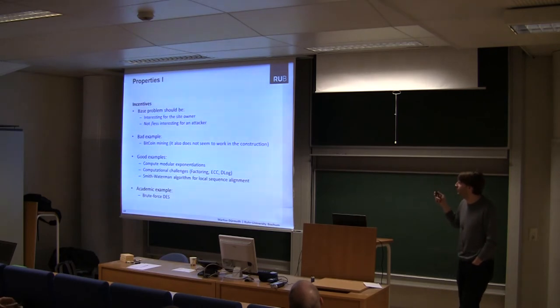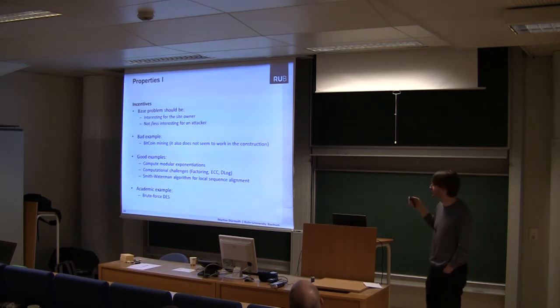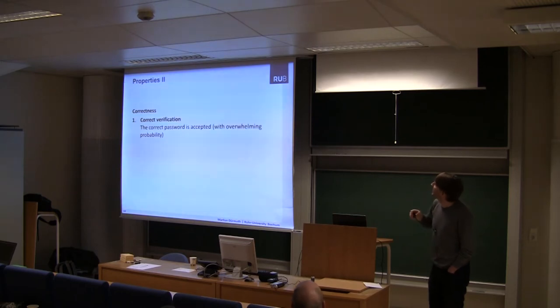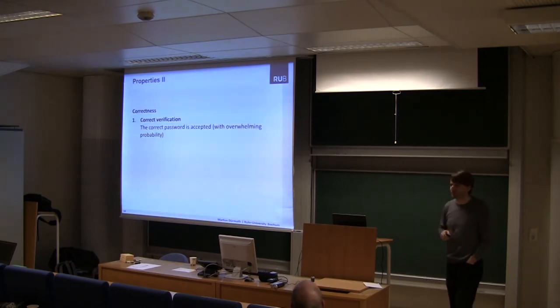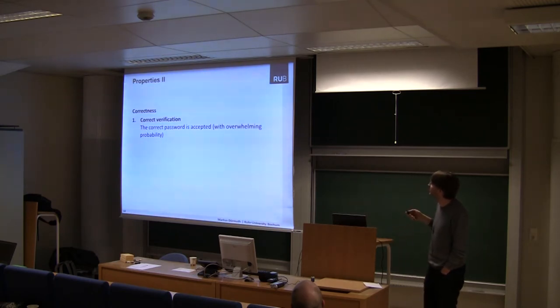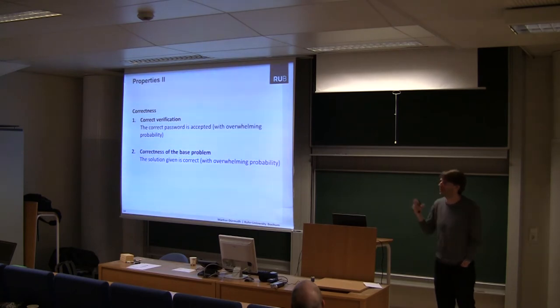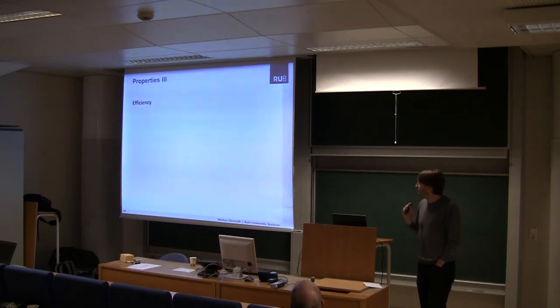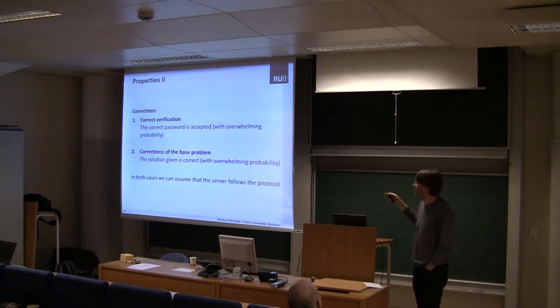And I showed you, and you have to believe me that it works, an example for brute force DES, which is purely academic, of course. Well, mostly academic, I guess. Anyway, more properties that we want to have is correctness, of course. Correct password should be accepted, otherwise it's a pretty boring construction. Also, the solution to the base problem should be correct, because otherwise, well, there's no use of using the construction. Yeah, and here we can assume that the server follows the protocol because he has an incentive for both correct verification and correctness of the base problem.